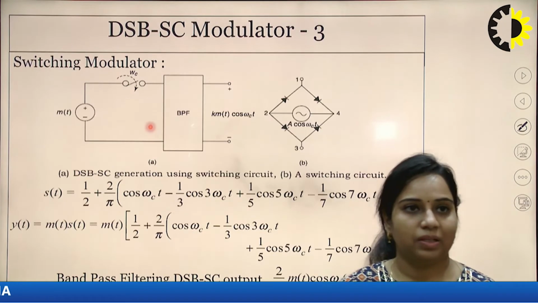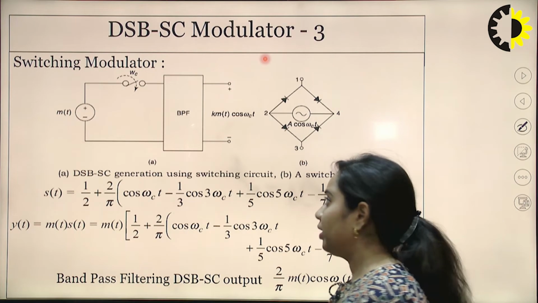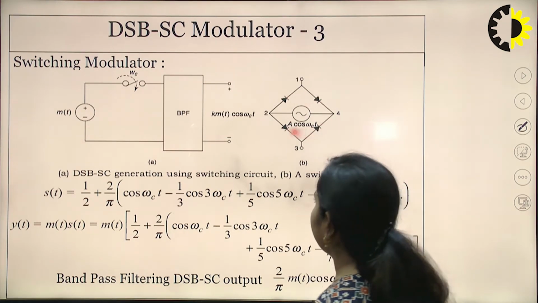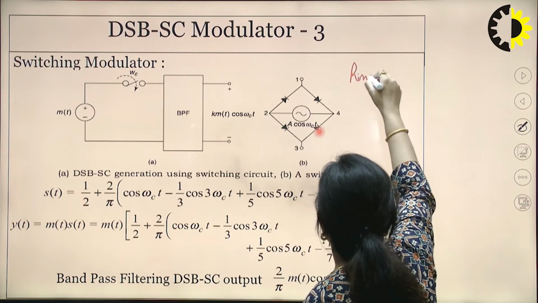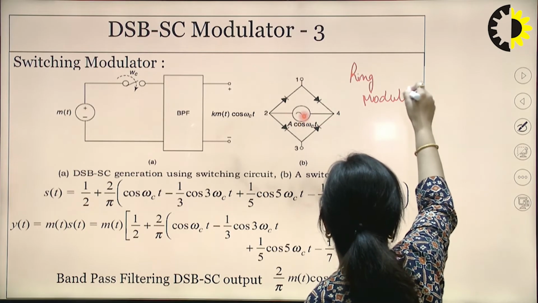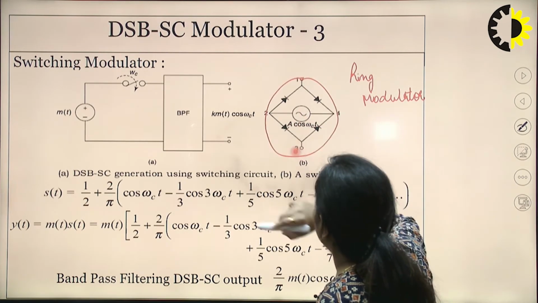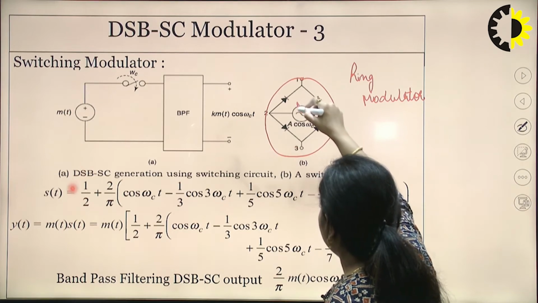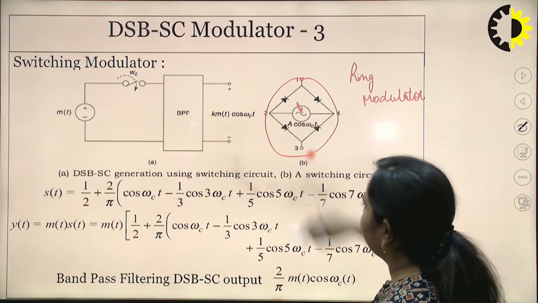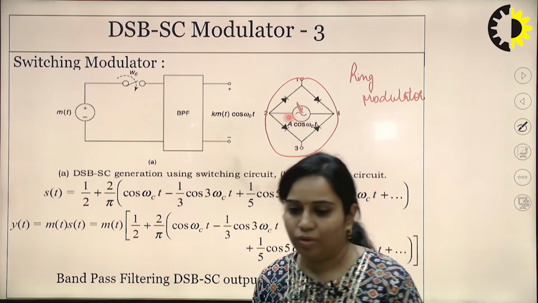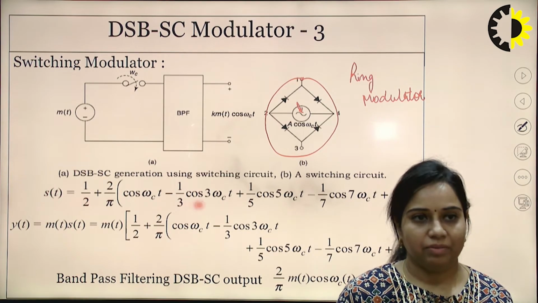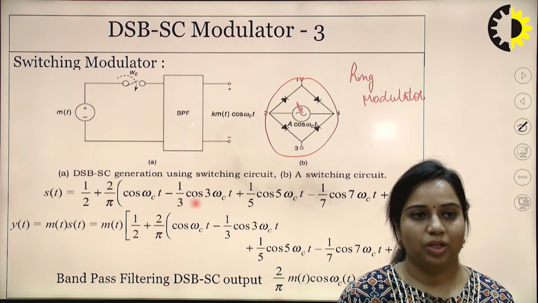Now this is the third type of DSB-SC modulator, that is a switching modulator, and it is also known as ring modulator. It is known as ring modulator because we are using 4 diodes over here that are connected in a ring form, and here in the center we are applying a carrier signal whose value is A cos omega ct. Another thing that you have to keep in mind is that at every modulator side we are using a band pass filter, and at the demodulator side we are using a low pass filter.